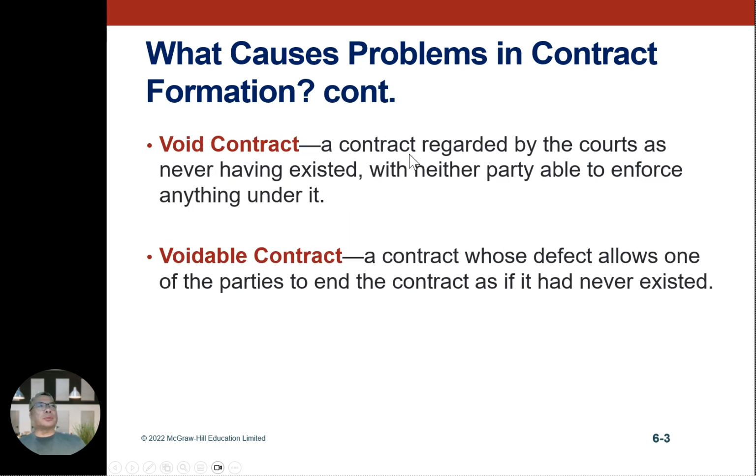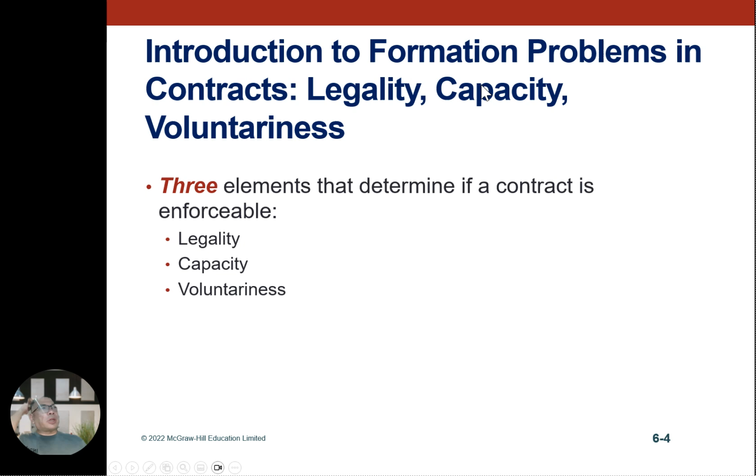Okay, a void contract is a contract regarded by the court as never having existed, with neither party able to enforce anything under it. A voidable contract is a contract whose defect allows one of the parties to end the contract as if it had never existed. In terms of the introduction to formation problems in contracts, such as legality, capacity, and voluntariness, there are three elements that determine if a contract is enforceable. What are those? Legality, capacity, voluntariness.